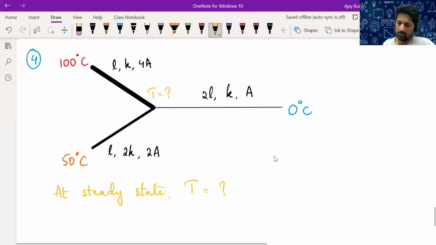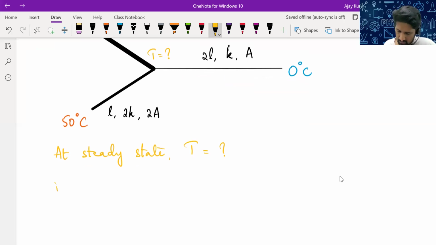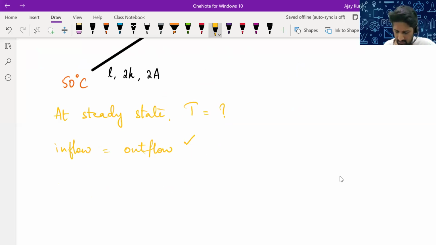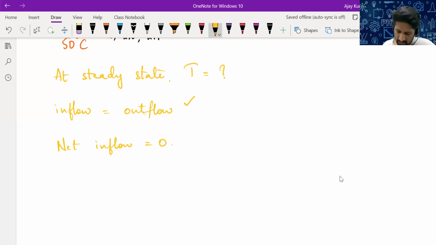Now, what does steady state mean? Inflow is equal to outflow. There is another way of looking at steady state also. Inflow is equal to outflow, and you can write an equation on this basis. You can also say net inflow is equal to 0, meaning you can assume inflow from all sides and equate that to 0. You can also say net outflow is equal to 0.